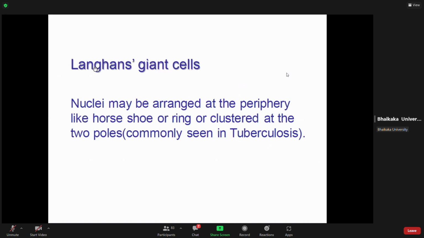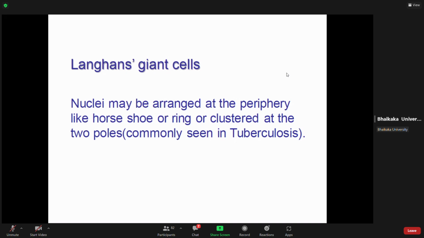Now this is one type of giant cell, that is Langerhans giant cell, which is very commonly seen in tuberculosis. The 20 or more nuclei may be arranged in different ways inside the large cell, either at the periphery, just like a ring form, or clustered at the two poles. So Langerhans giant cells are a characteristic feature of tuberculosis.